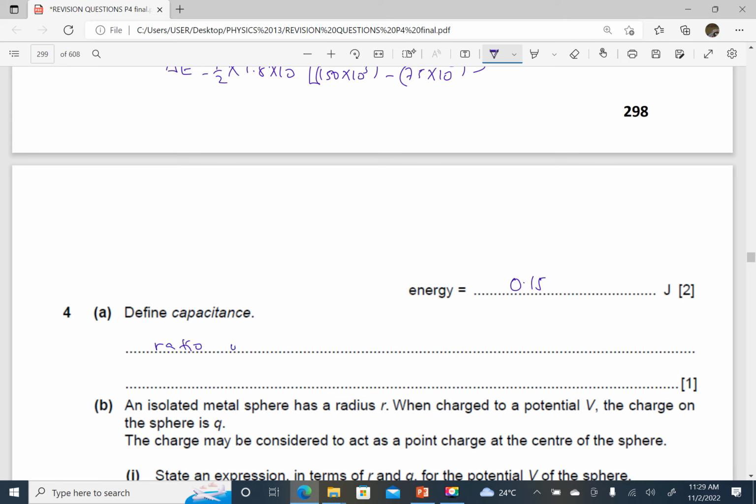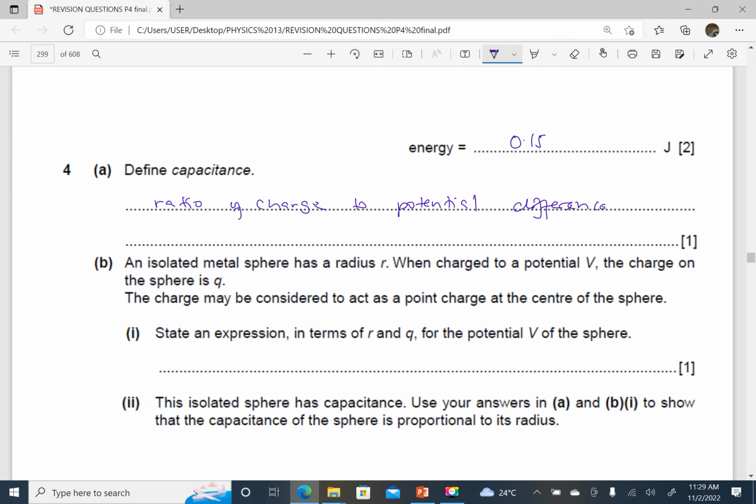Define capacitance. You don't get tired to define capacitance. The ratio of charge to potential difference, that is capacitance.